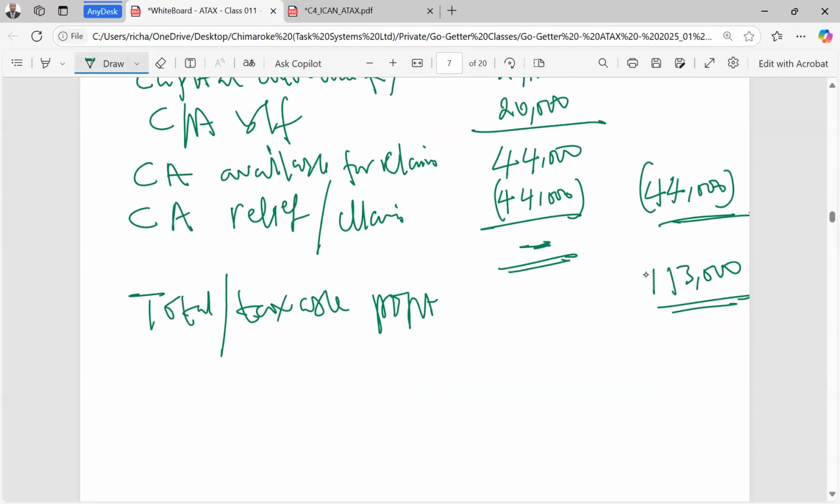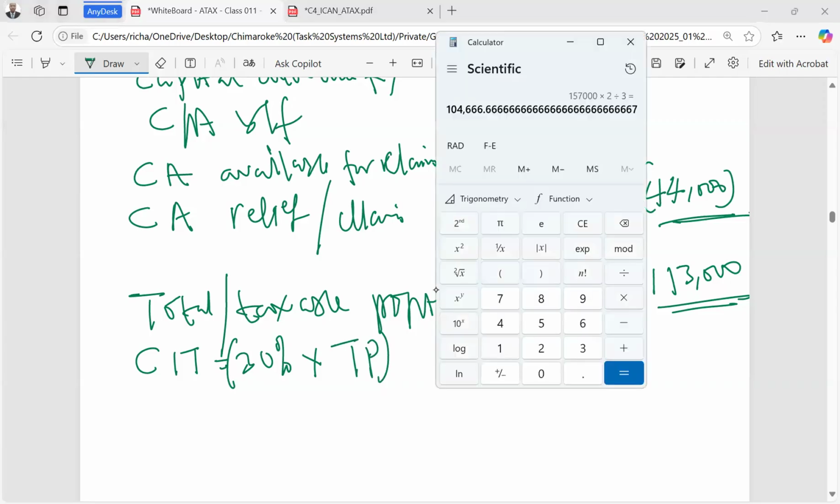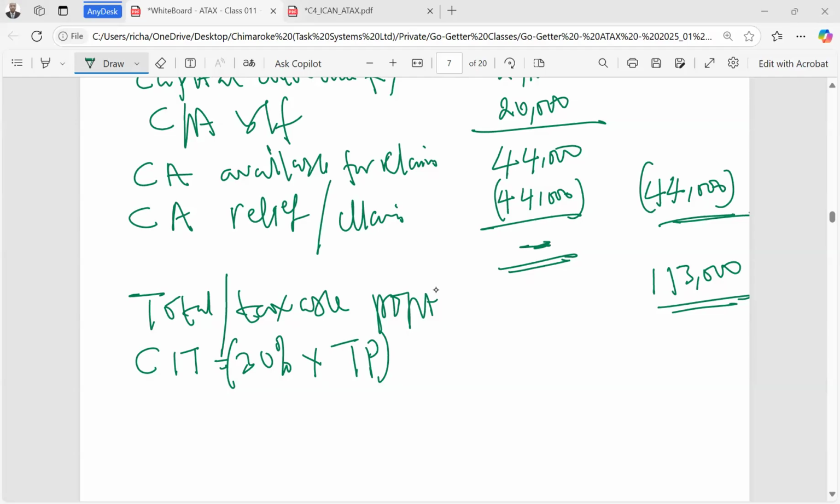The next thing to do is to calculate your CIT, which is, I'll put it as 30% of taxable profits. You do the maths. 30% of taxable profits. I will now say 0.3 times 113,000. That will give me 33,900. 33,900. So I'll write it down here.